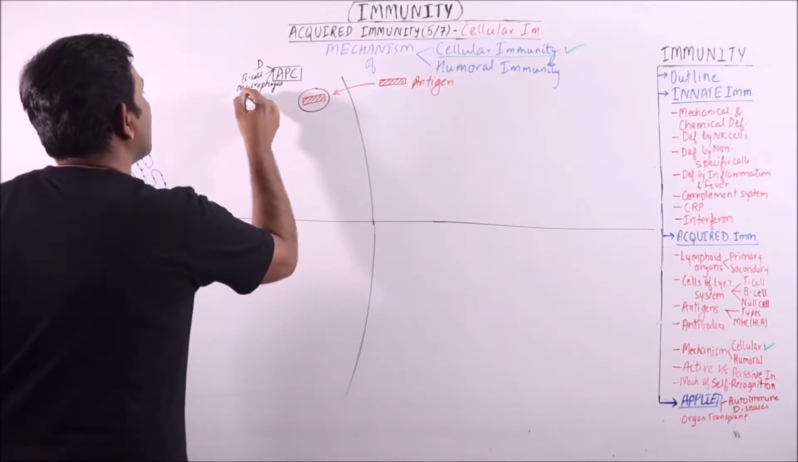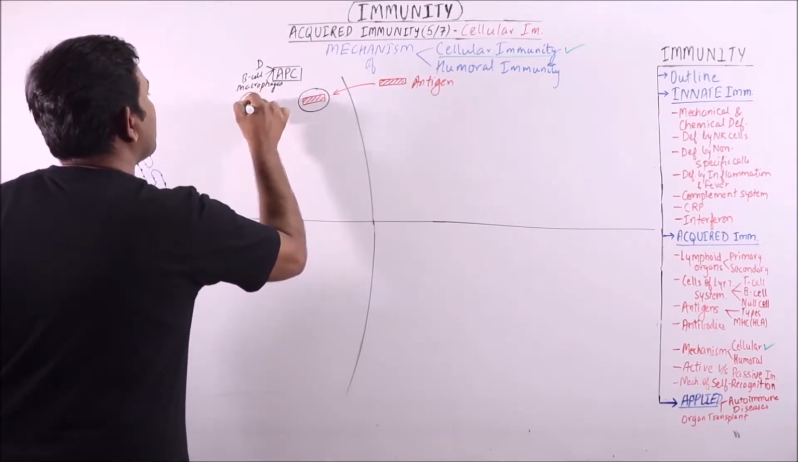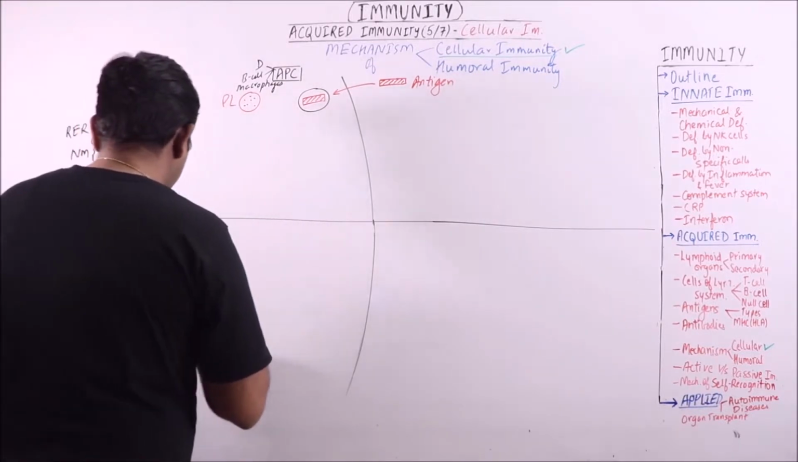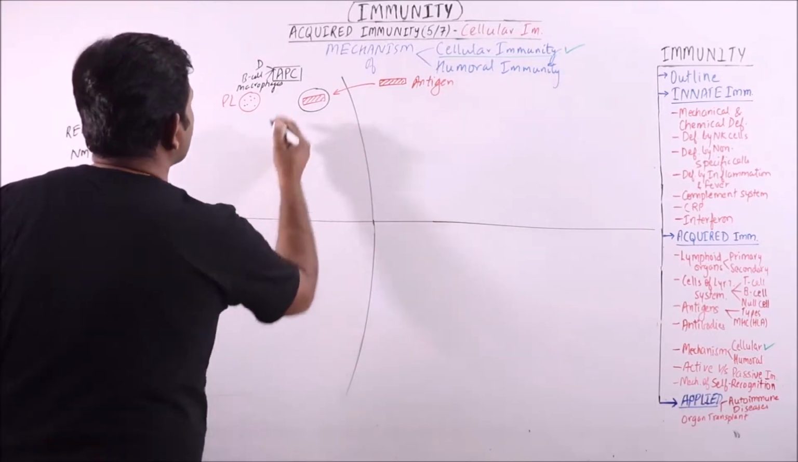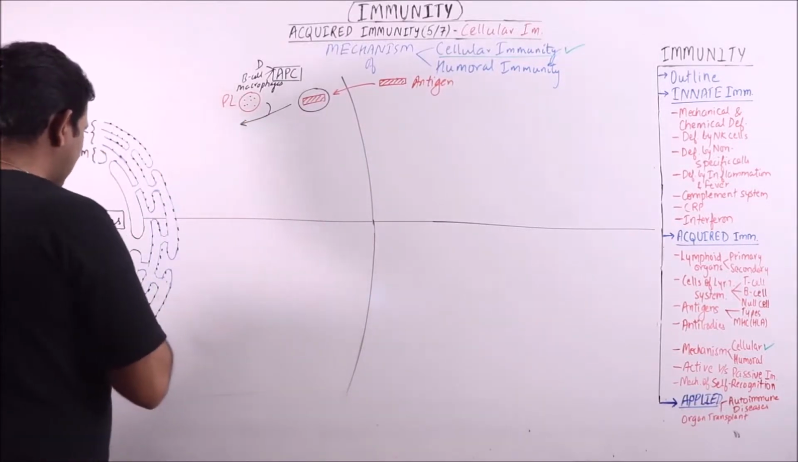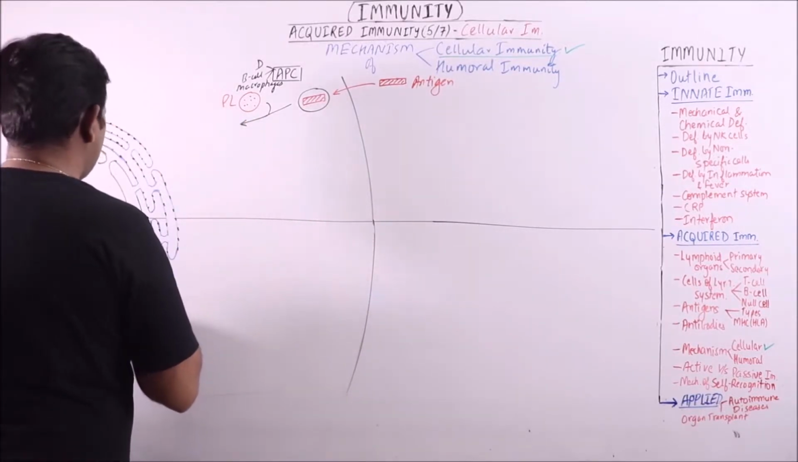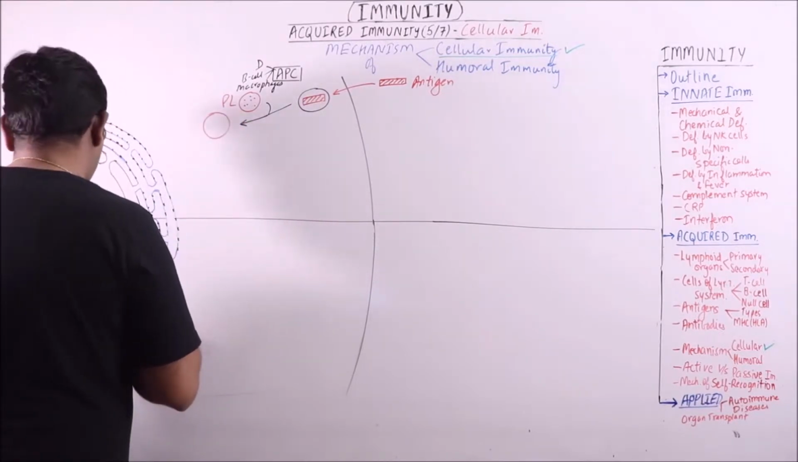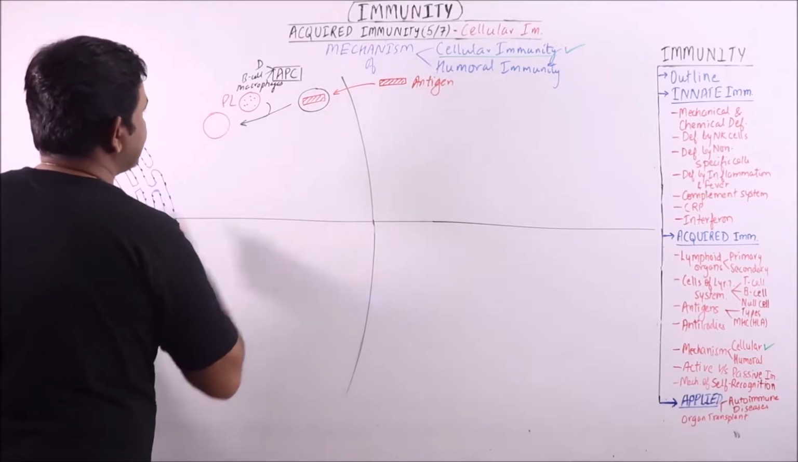This is a primary lysosome with hydrolytic enzymes, and this will fuse with this phagosome, and the antigen is partially digested.